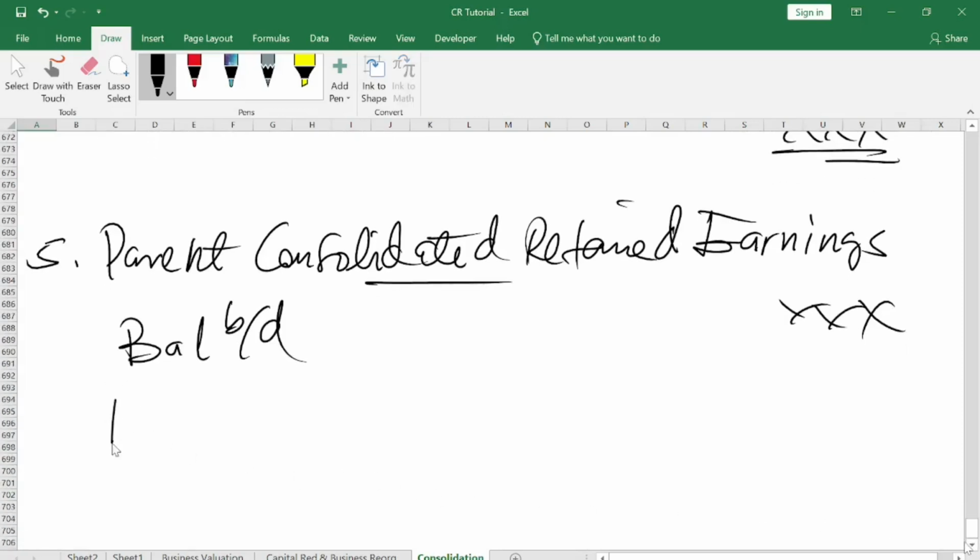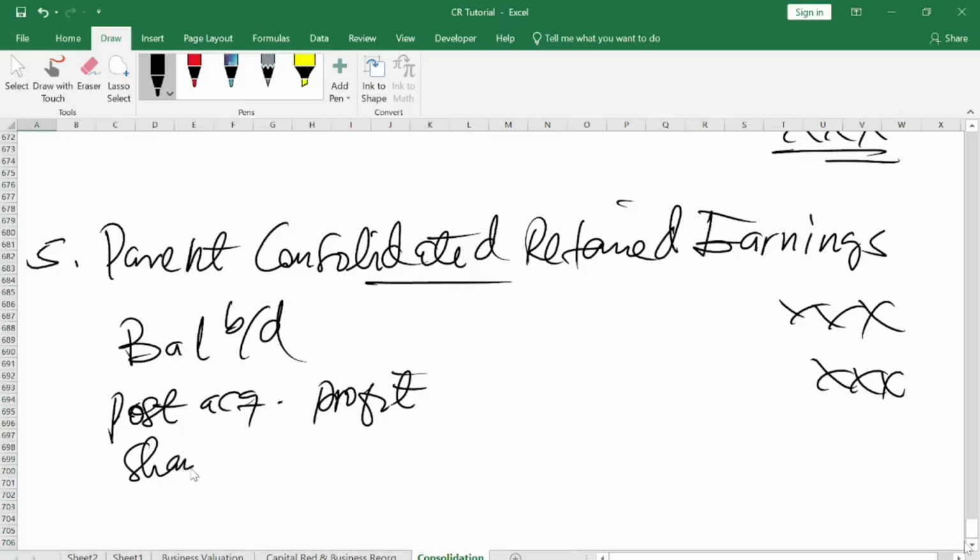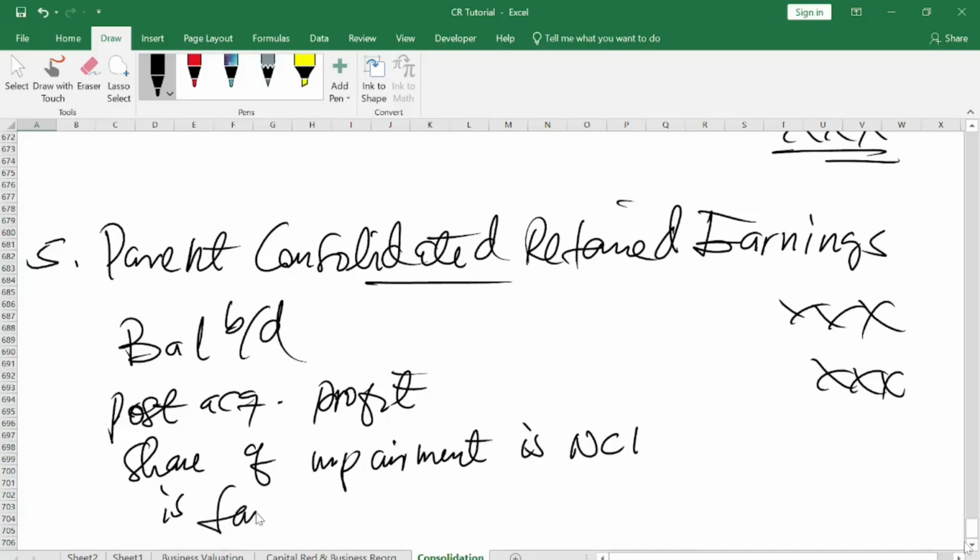It may be post acquisition profit. That you will show here. You will bring it here. If there's impairment, you say share of impairment. If NCI is at fair value, you will bring it here. Watch it here. There's a reason why I brought that one.